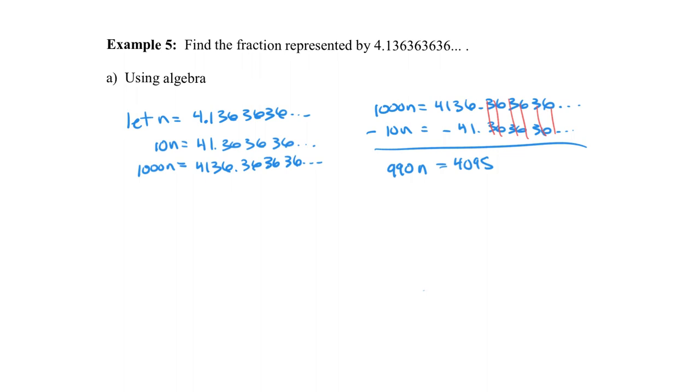So if you divide each side by 990, you get n equals 4095 over 990, and that actually simplifies to 91 over 22. So if you want to check it out, if you punch 91 over 22 into your calculator, and if it's in decimal mode, you're going to get this number. Okay, so that's how we can do this problem using algebra.